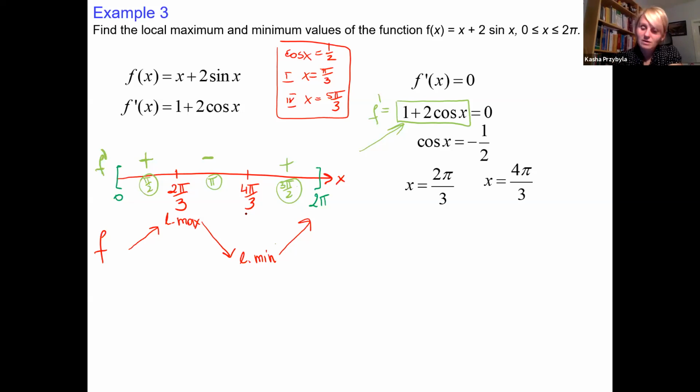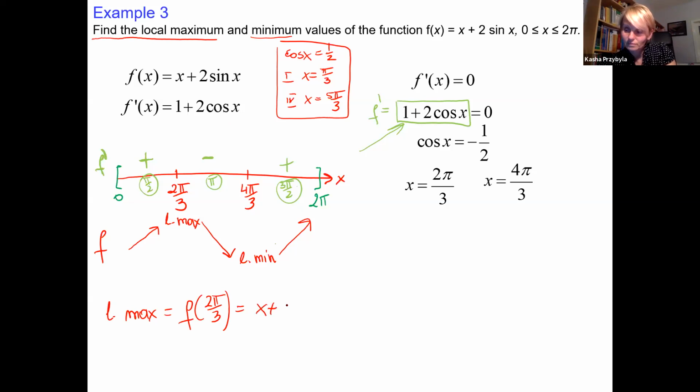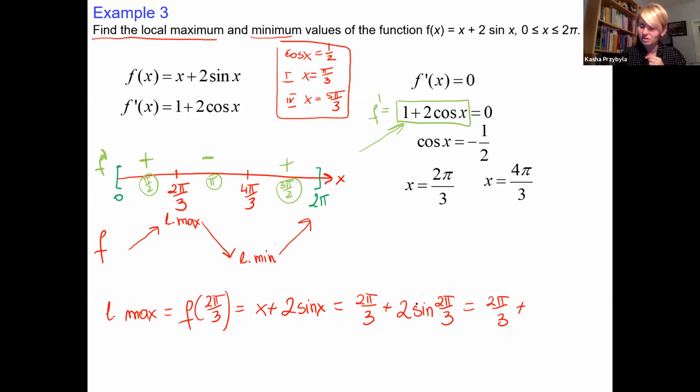We can maybe find, because we actually have to find the local maximum and minimum values. That means local maximum is happening at 2 pi over 3. Now, in order to get that value, remember that horizontal line, I will use the original function: 2 pi over 3 plus 2 times sine of 2 pi over 3. Oh, the number will be crazy, but because it's radians, I will keep this. I just wanted you to get this information. What is the value of sine of 2 pi over 3?